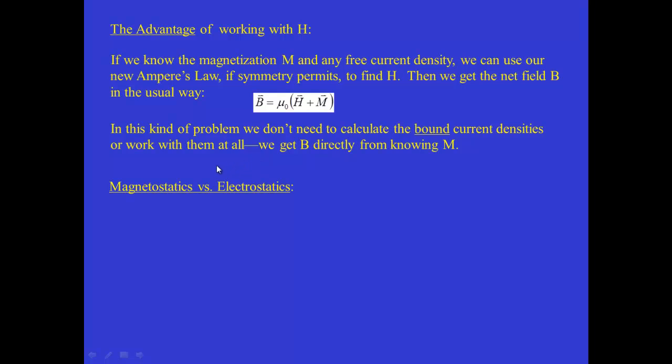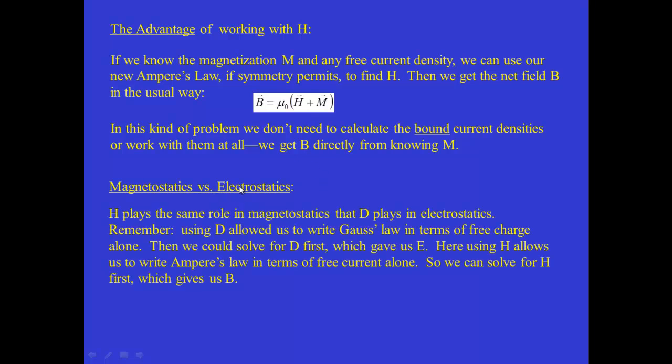One final comment comparing magnetostatics and electrostatics, because in our definition of H and in developing a new version of Ampere's law, this ought to remind you of something that we did back in Chapter 4 with dielectric materials. H plays the same role in magnetostatics that the field D plays in electrostatics. So remember, using D allowed us to write down Gauss's law in terms of free charges alone, those charges that we control by pushing them around on, let's say, the plates of a parallel plate capacitor. So using Gauss's law in that form allowed us to solve for D first, which then in turn gave us E.